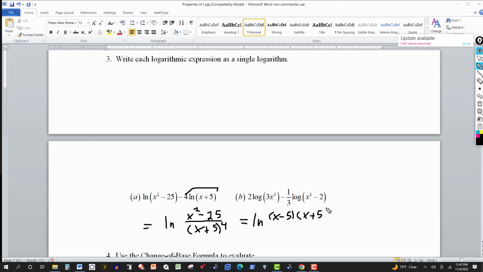Difference of squares. And the denominator has x plus 5 to the fourth. So you have a factor of x plus 5 here. This divides out with one of these here. And this will make this a 3. So the simplified answer is the natural log of x minus 5 over x plus 5 to the third.